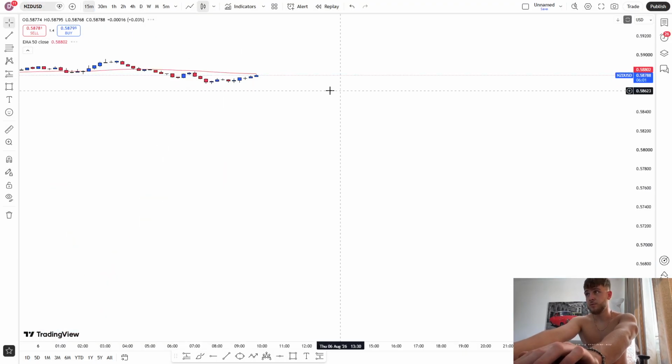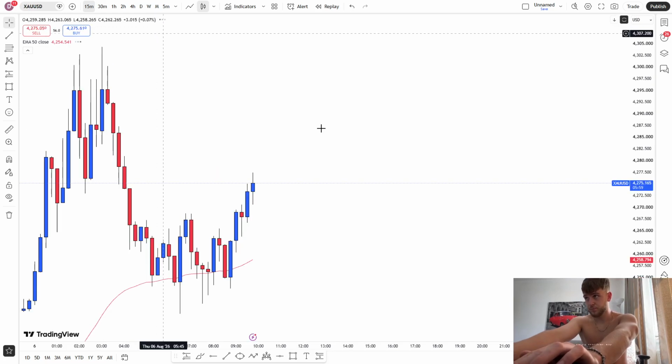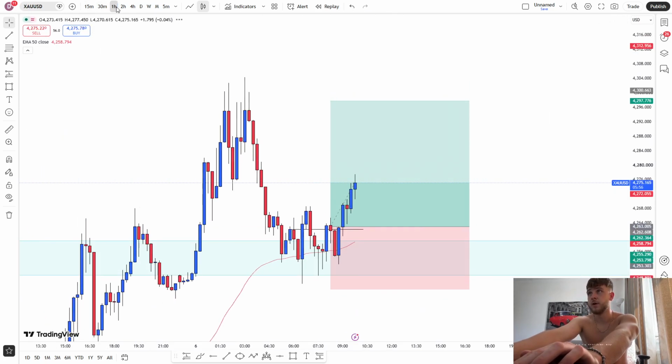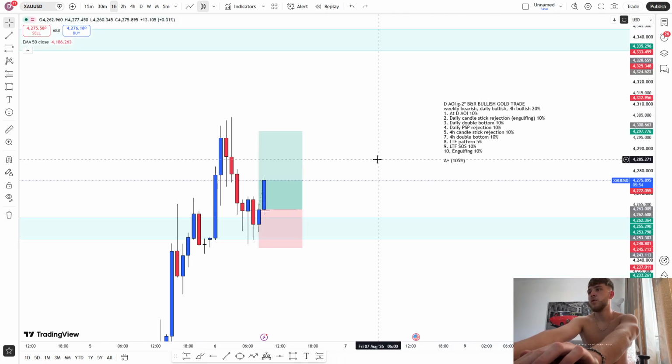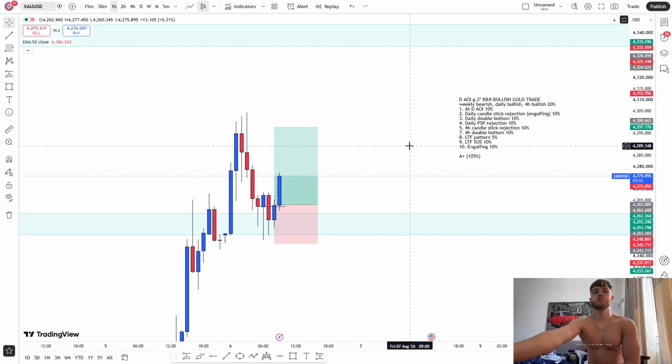Cool. Now we simply hold our gold position, but for now it looks very good, and I will be making an update on this. Cool.